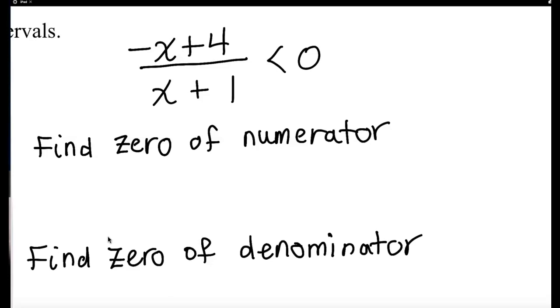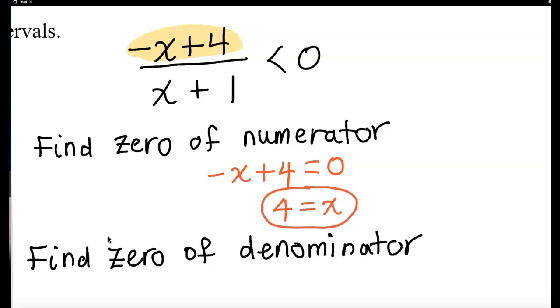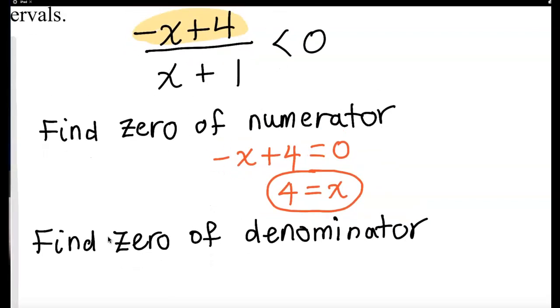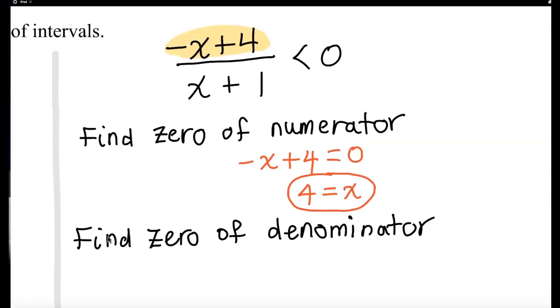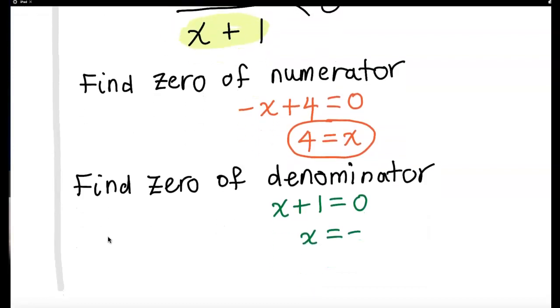First, let's look at the numerator function. The numerator is negative x plus 4. So you will write that down, negative x plus 4, and you will set this equal to 0. And let's solve this. If I add x to both sides, I'll get 4 equals x. So the first 0 is x equals 4. Okay? If I solve the denominator, it is x plus 1, right? So you will say x plus 1 equals 0, and you subtract 1 from both sides, you will get x equals negative 1.